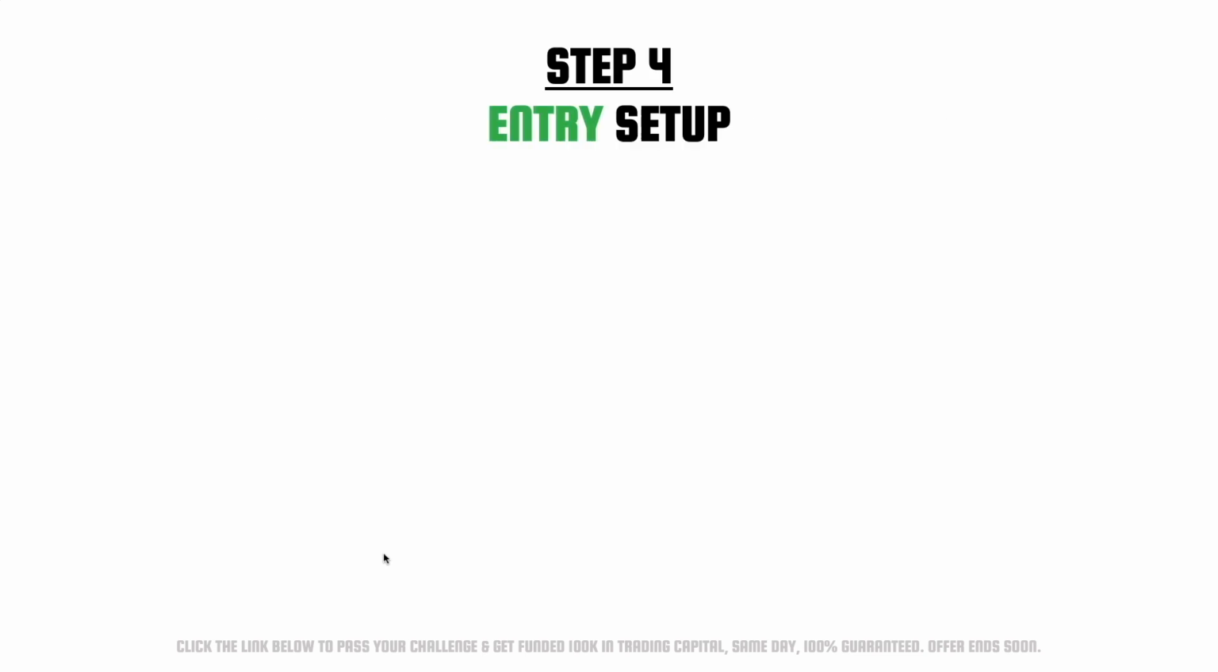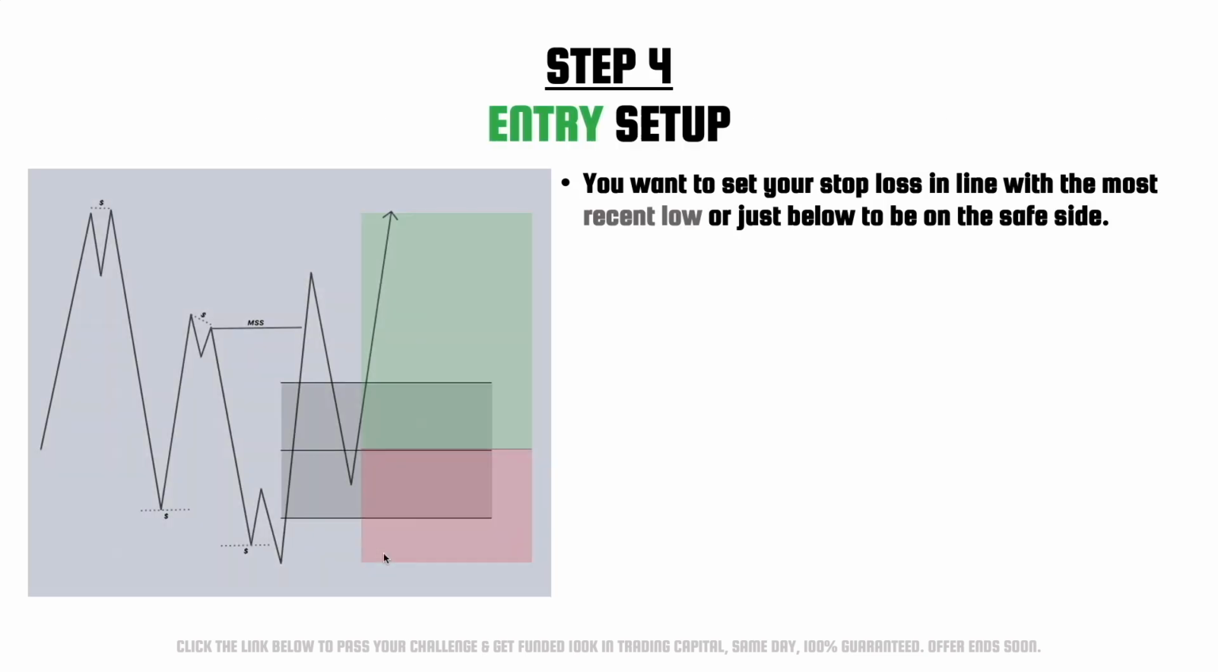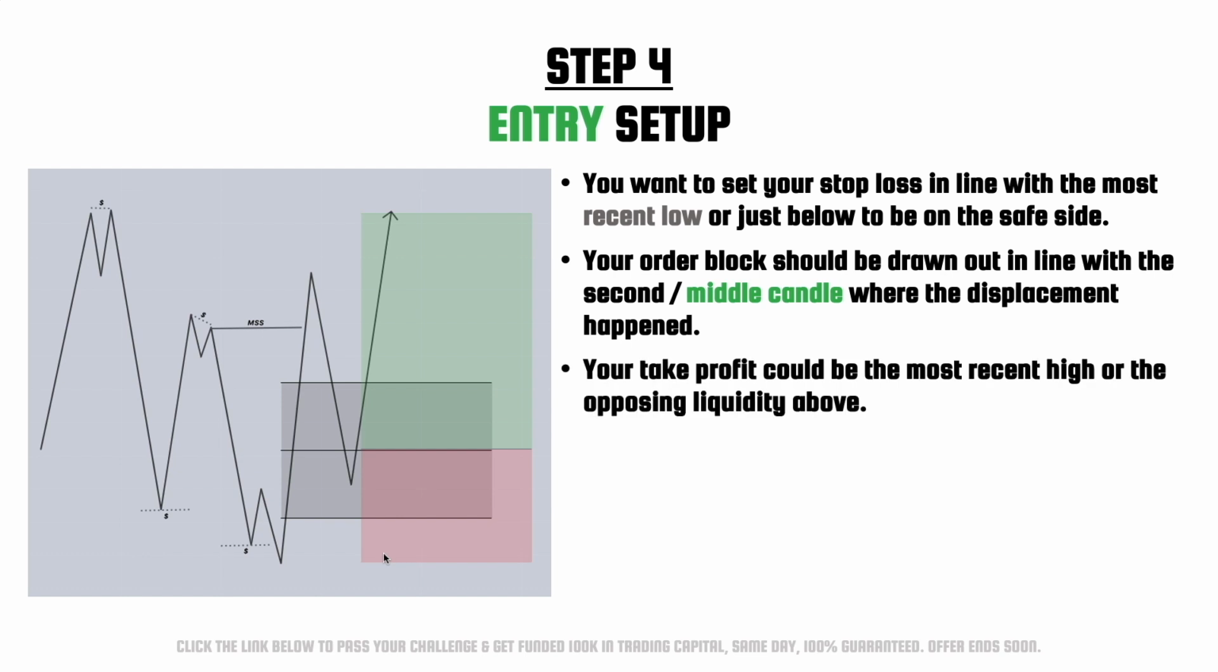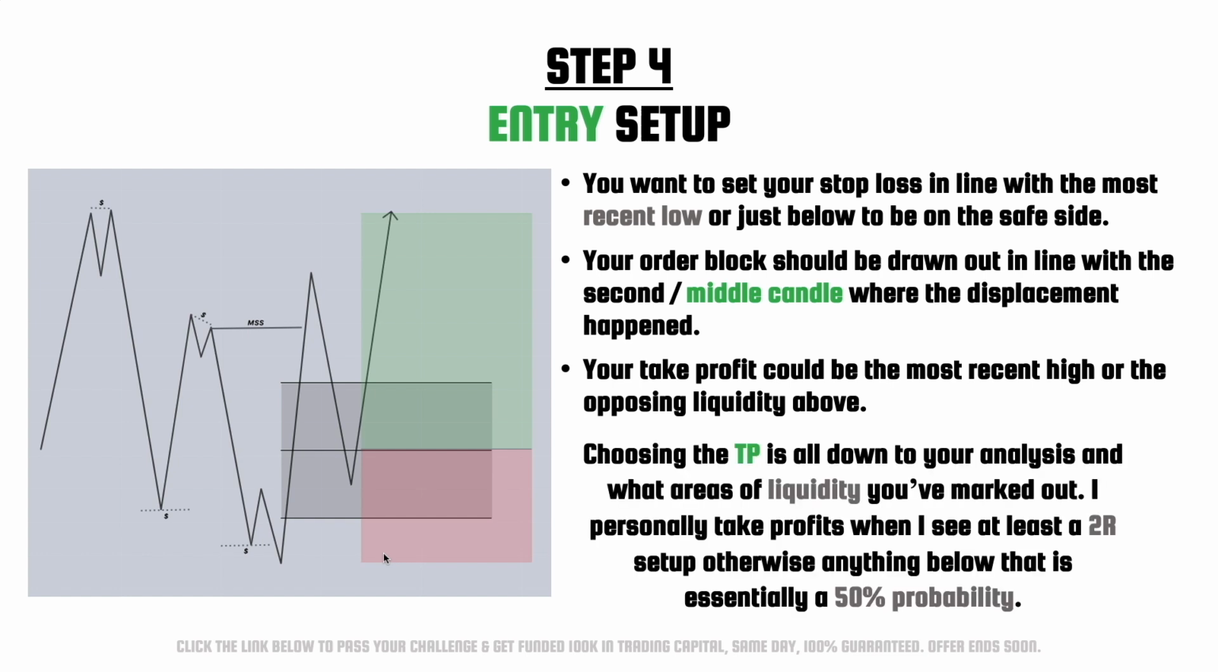Step 4. Entry setup. You want to set your stop loss in line with the most recent low or just below to be on the safe side. Your order block should be drawn out in line with the second or middle candle where the displacement has happened. Your take profit could be the most recent high or the opposing liquidity above. Choosing the take profit is all down to your analysis and what areas of liquidity you've marked out.